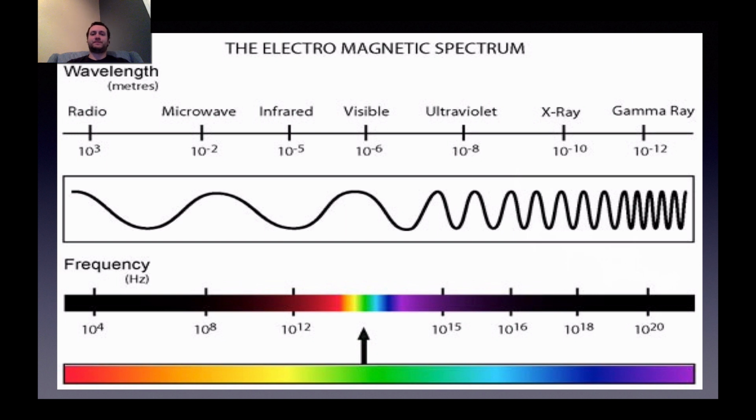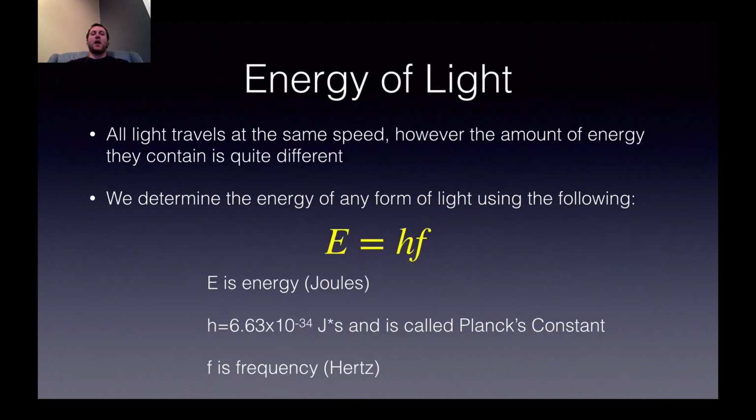Speaking of energy, what we actually find is that even though everything's traveling at the same speed, we can still quantify the amount of energy that light has through this formula here. E equals hf, where E is our energy measured in joules. H is what is known as Planck's constant. It is 6.63 times 10 to the negative 34th joule seconds is the unit on that. And then f is our frequency in hertz. So because we have this Planck's constant here, if your frequency is high, your energy is high. If your frequency is low, your energy is low.